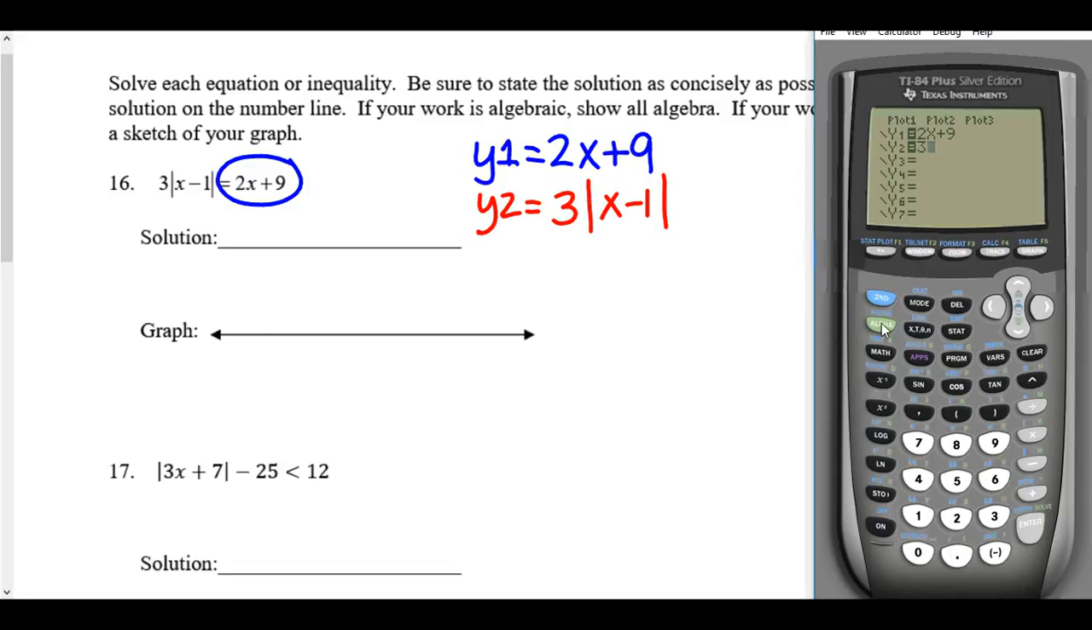I can go to alpha and F2, and that's where it is. Or I can go to math and over to number and get it there. Either one works fine. And I need to put my x minus 1 inside the absolute value symbol.